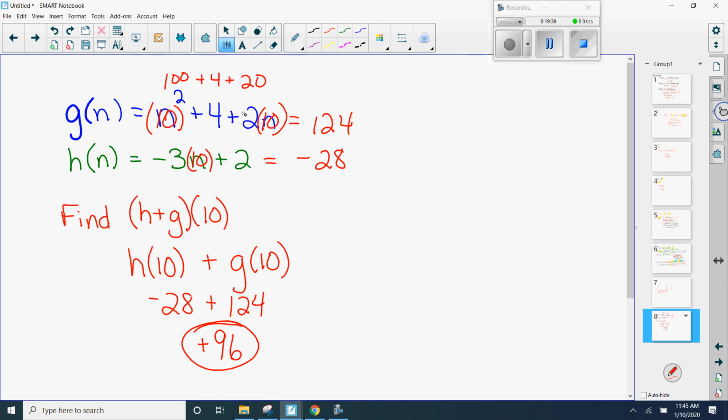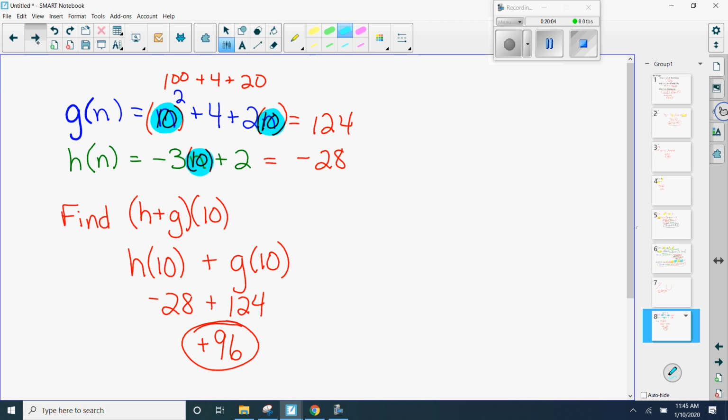Here's what you're going to do. You're going to separate that into two functions, h of 10 and g of 10. H of 10 means in place of this n right there, you're going to put a 10. And then in place of the n, you put a 10. Substitute it into both functions and add them together.